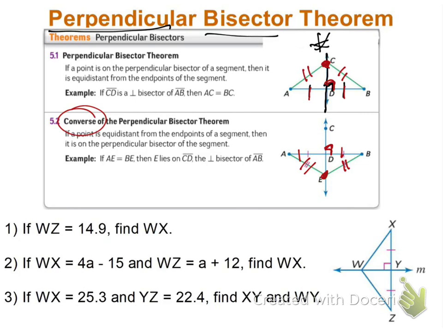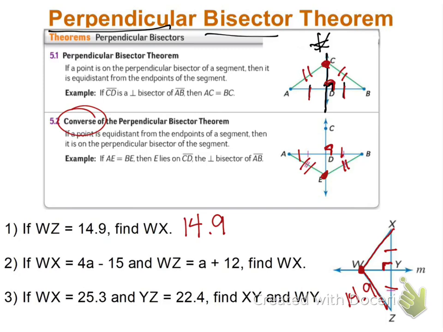So here we're going to look at this picture, and this says if WZ equals 14.9, sorry, and we need to find WX. So notice here, they're showing us that this is perpendicular and it's bisecting that side. And if that's the case, then I know this point W that's on that line is going to be equal distances from the two endpoints. So this really is as easy as it looks. If WZ is 14.9, so is WX. So it is also 14.9.